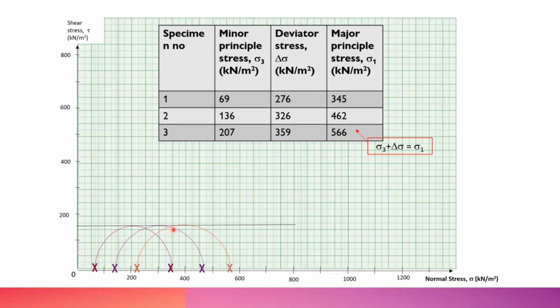Back to the question. The question asks you to plot the Mohr circles, which you have already done, and find the shear strength parameters. For UU, the shear strength parameter is only given by the c value here. It seems the c value is around, I think, 150 plus.